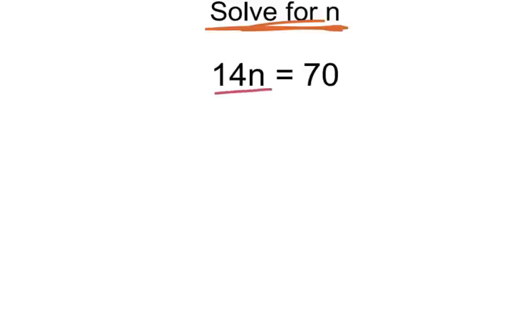So we're going to divide both sides by 14. The reason why we do that is because 14 goes into 14 one time. So we are now left with 1n. You could place a 1 in front of the n, but that would still just make it 1n. So let's just write down 1n instead.